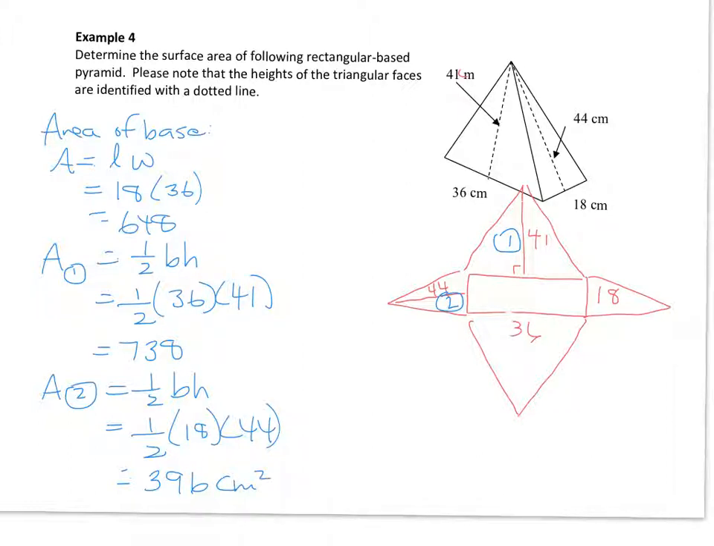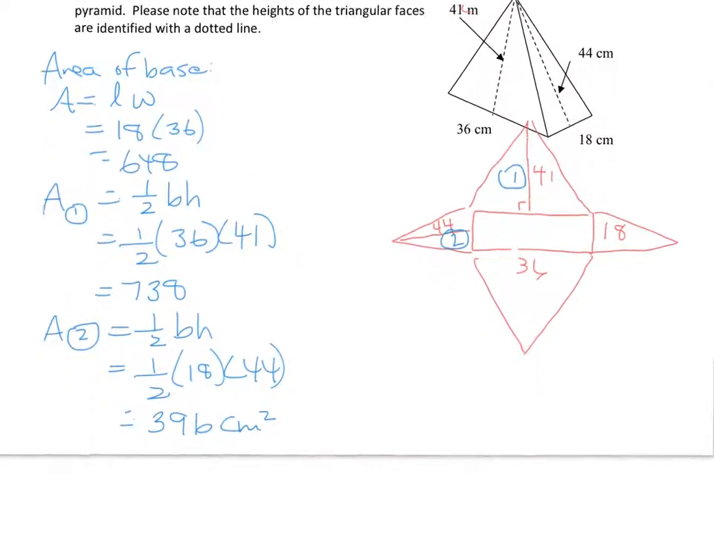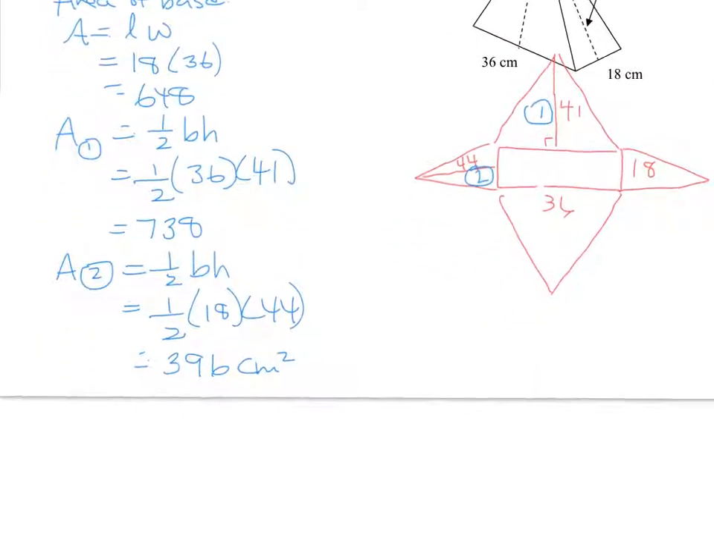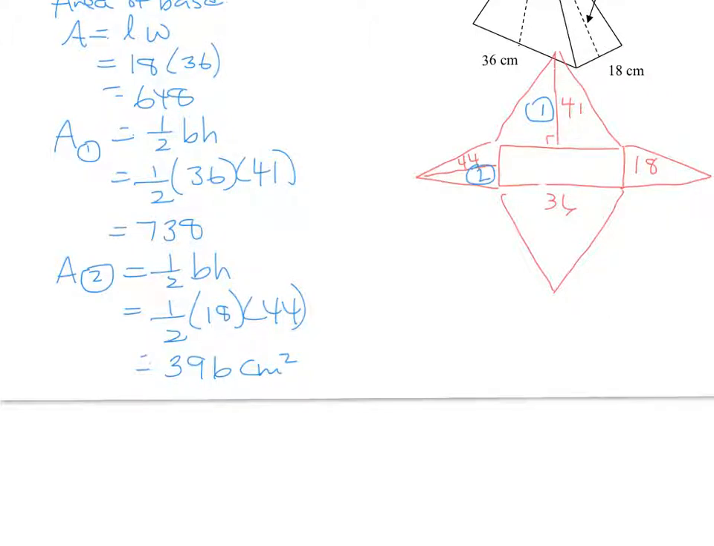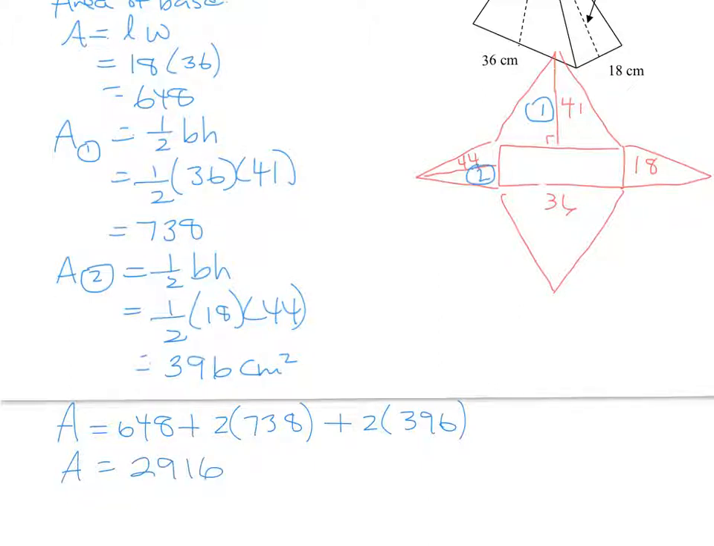So our total area is the sum of all of these, okay? So it will be 648 plus 2 times 738 plus 2 times 396. And when we do those calculations, we get that our total area is 2,916 square centimeters.